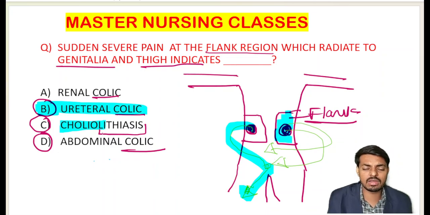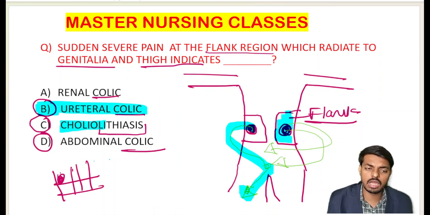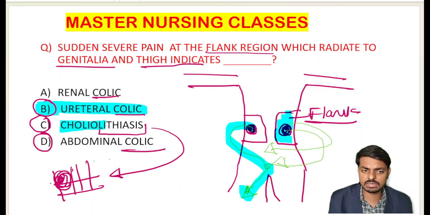Where is the gallbladder located? The gallbladder is located in the right hypochondrial area, so the pain appears in the right hypochondrial area. That may be due to cholelithiasis. And if the pain arises while inspiring, due to the pressure of the diaphragm on the right hypochondrial area, that indicates cholelithiasis or cholecystitis.